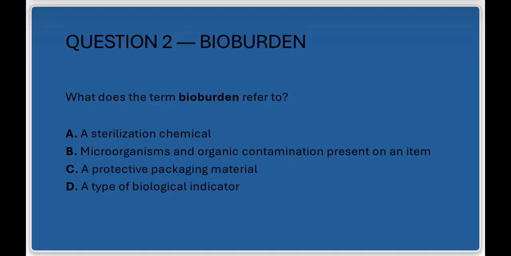What does the term bioburden refer to? Option A, a sterilization chemical. B, microorganisms or organic contamination present on an item. C, a protective packaging material. D, a type of biological indicator.